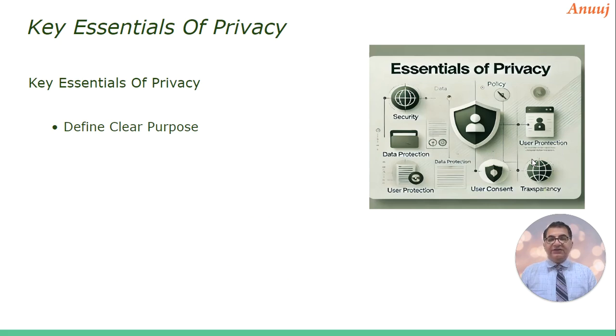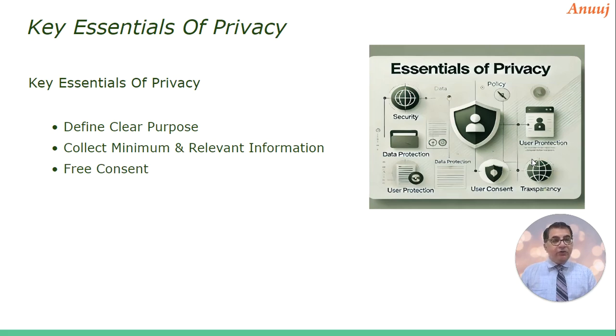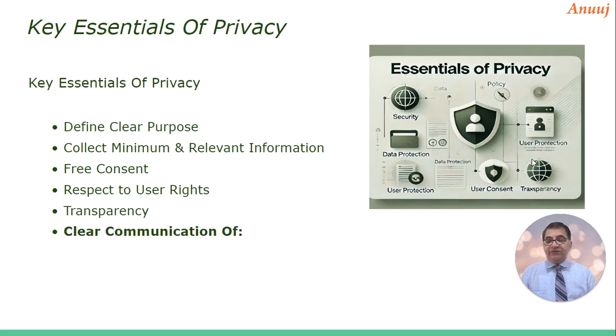The basic essentials of data privacy itself: the purpose should be clear. The data collected should be minimum and as per the requirement, very relevant to it. The consent should be taken freely. The user rights need to be respected. There are a lot of user rights under data privacy, which include the right to be forgotten, and the right to object, that I don't want my information to be used any further, right? There has to be complete transparency on the way my information is being processed.